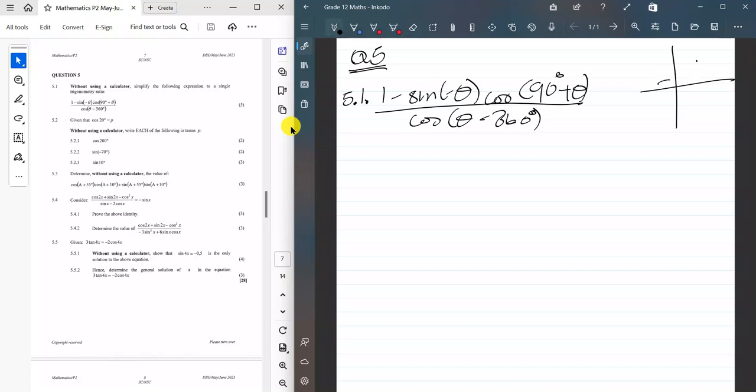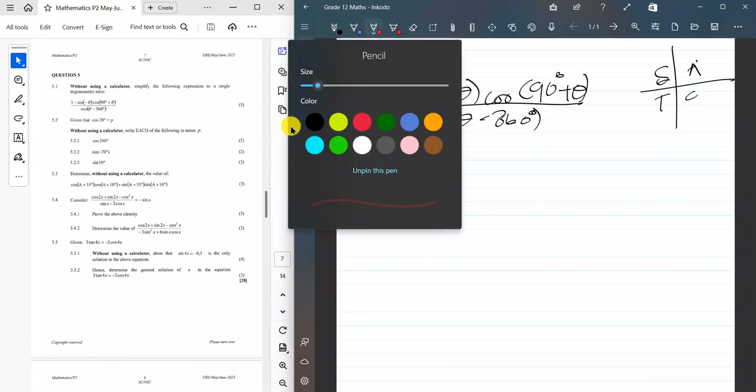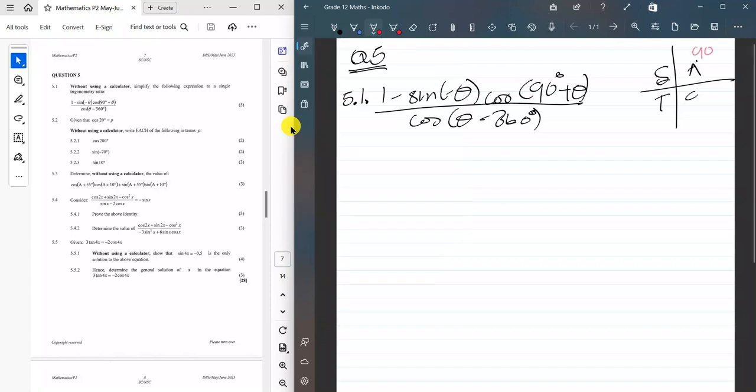So you guys remember the CAST diagram. All Students Take Coffee. And again, you do remember that here we're dealing with 90 degrees minus, and here we're dealing with 90 degrees plus and 180 degrees minus. Here we are dealing with 180 degrees plus, and then in this quadrant we're dealing with 360 degrees minus. Perfect. Now let's proceed.